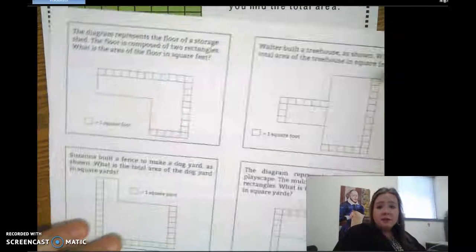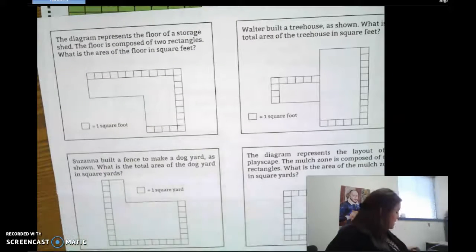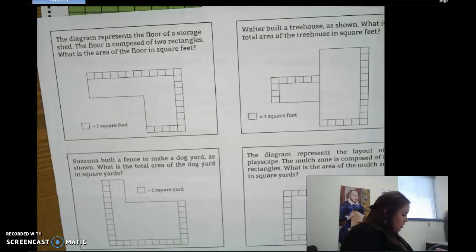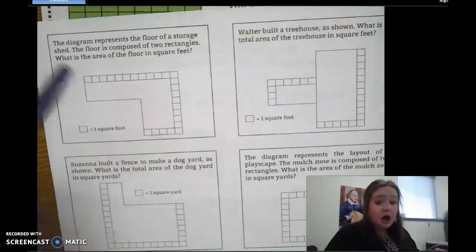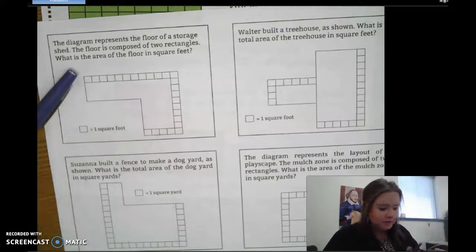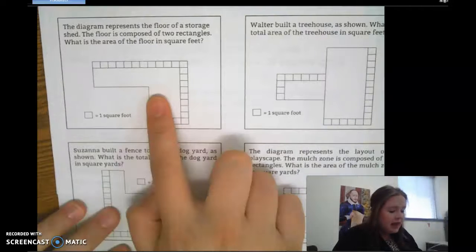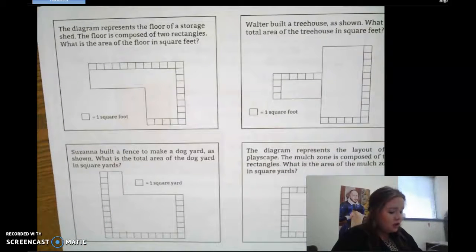So I'm going to just be modeling this for us, and I'm going to be breaking up my composite figures into smaller figures. All right? Now, there's multiple ways that you could do this. There's not only one way to break up this figure. Okay? So this one. So I'm going to show you one way. All right?